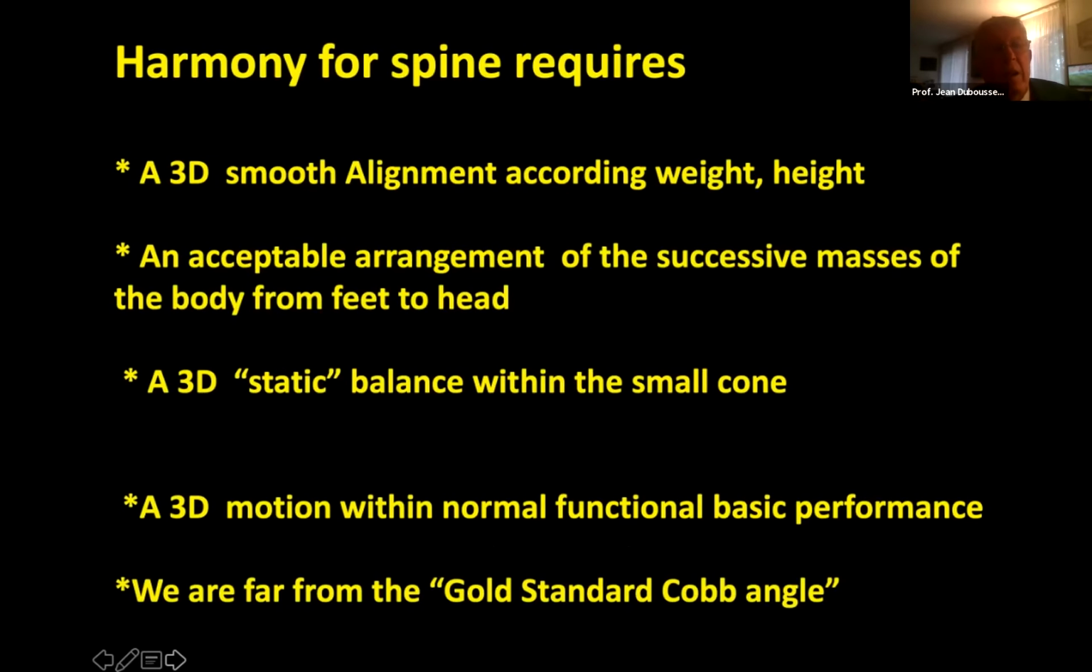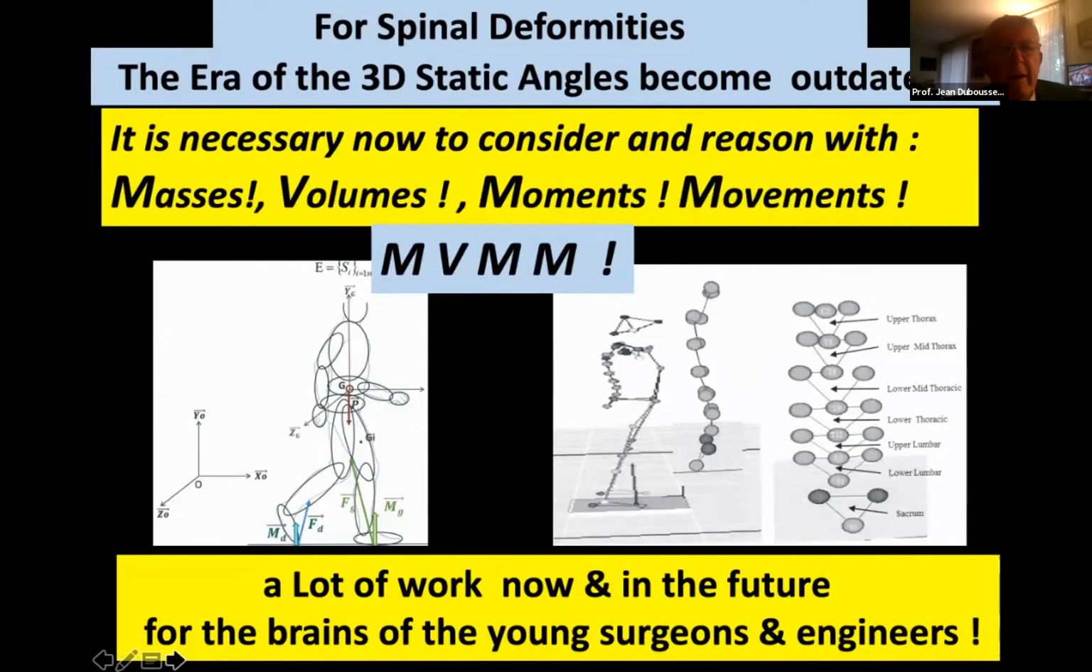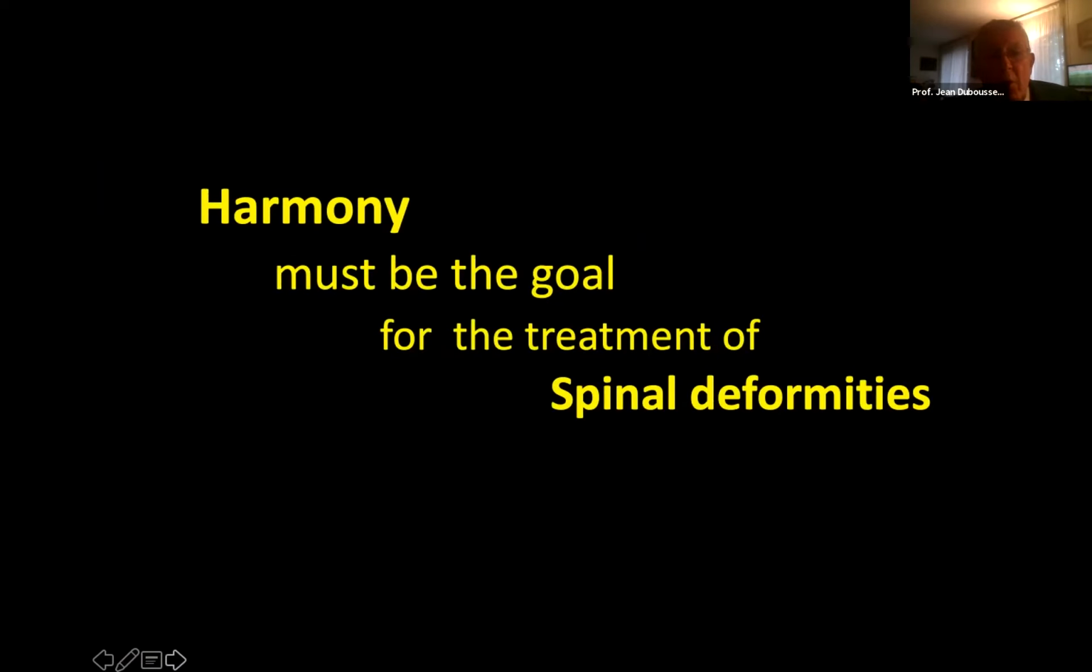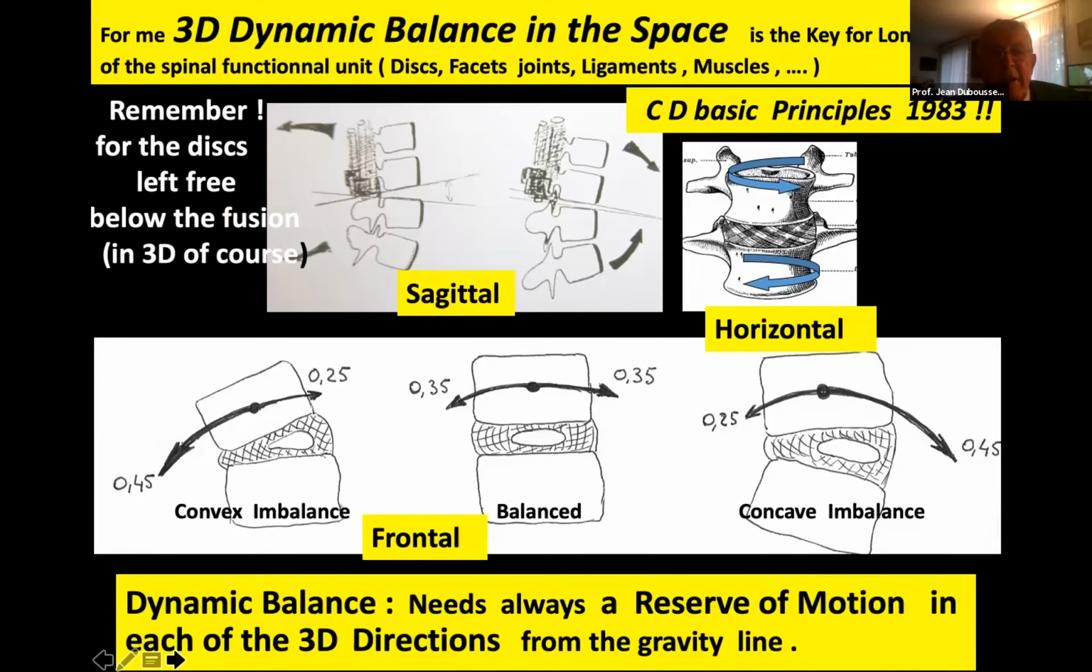This is harmony, requires a 3D smooth alignment, an acceptable arrangement of the mass, a 3D static balance within the small cone of economy, a 3D motion within the normal functional, and we are very far from the gold standard Cobb angle, because everybody, always, it is the Cobb angle. The Cobb angle measures only the collapsing of the spine, nothing else in my mind. So it is necessary to consider, I say, mass, volume, movement, and it is a lot of work to do for the brain of the researcher. It will be the goal for the treatment of the spinal deformity in my mind.